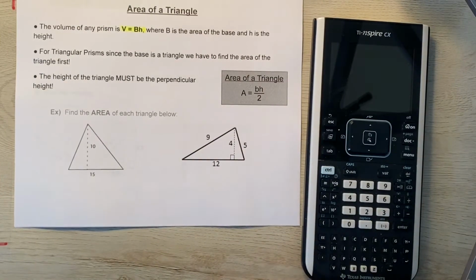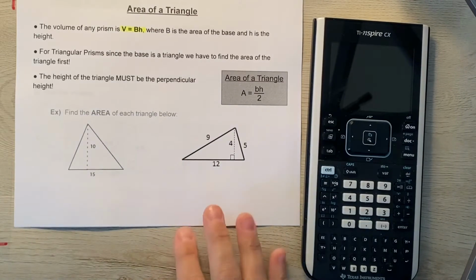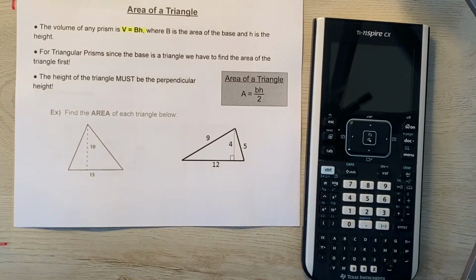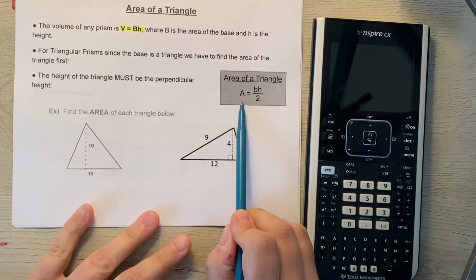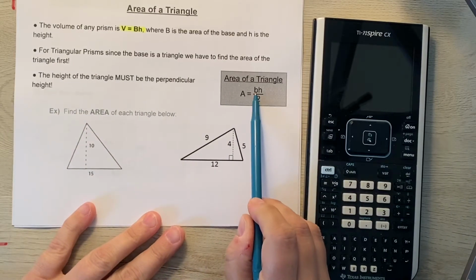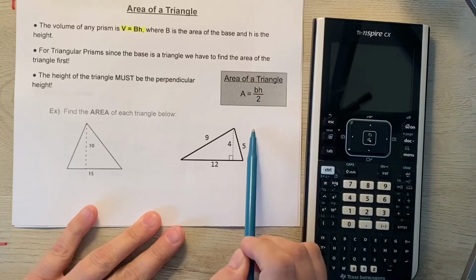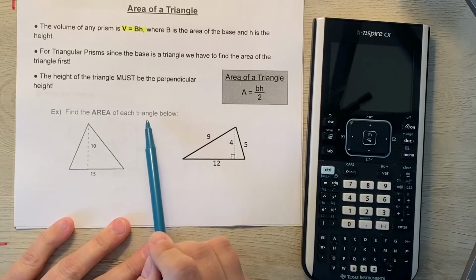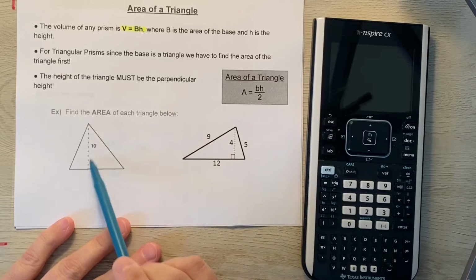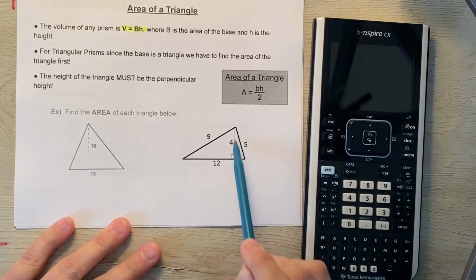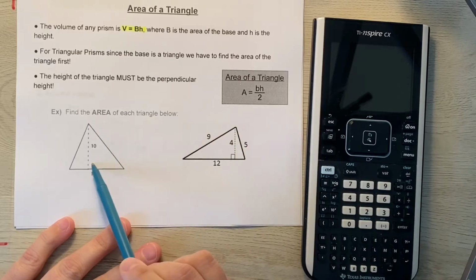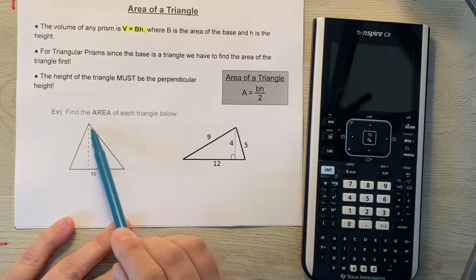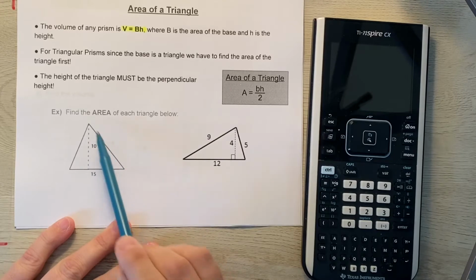Okay, so we're going to be finding the area of a couple of triangles before we find the volume of a triangular prism. You may recall that the area of a triangle is the base times the height divided by 2. Always remember that the height is always the perpendicular measurement. It's not going to be one of the slanted heights.